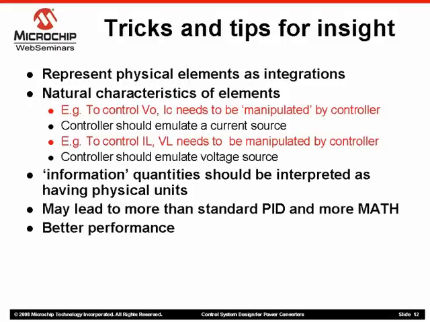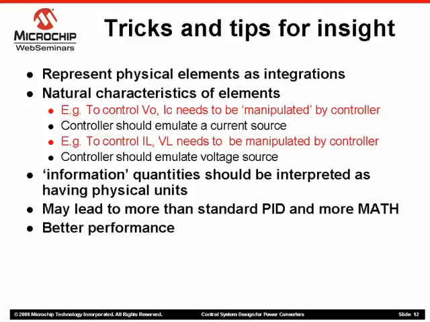So for example, to control the output voltage, the capacitor current needs to be manipulated by the controller. So the controller should emulate a current source while trying to control the output voltage of a capacitor. Similarly, for an inductor, the applied voltage VL needs to be manipulated by the controller, which will ultimately control the inductor current.